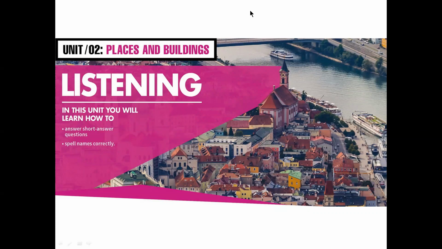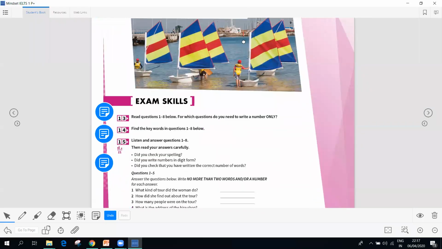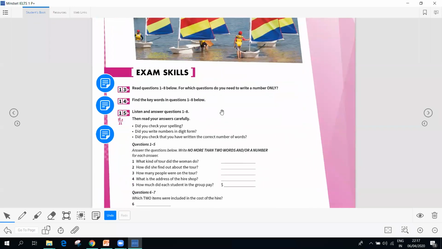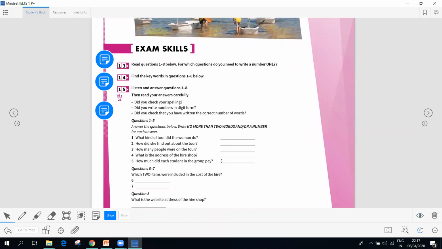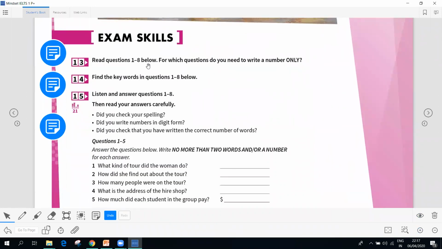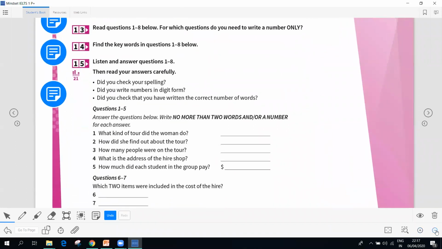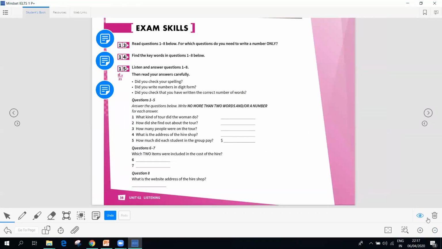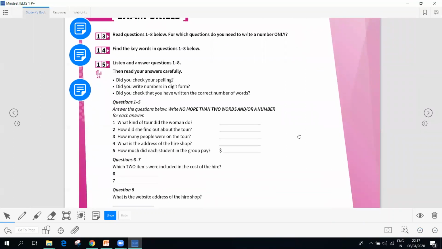So let's go to the task. Exam skills. So we are going to do these 3 tasks in this video. Task 13. Let me show you all the 3 tasks together. Can you see all the 3 tasks together?